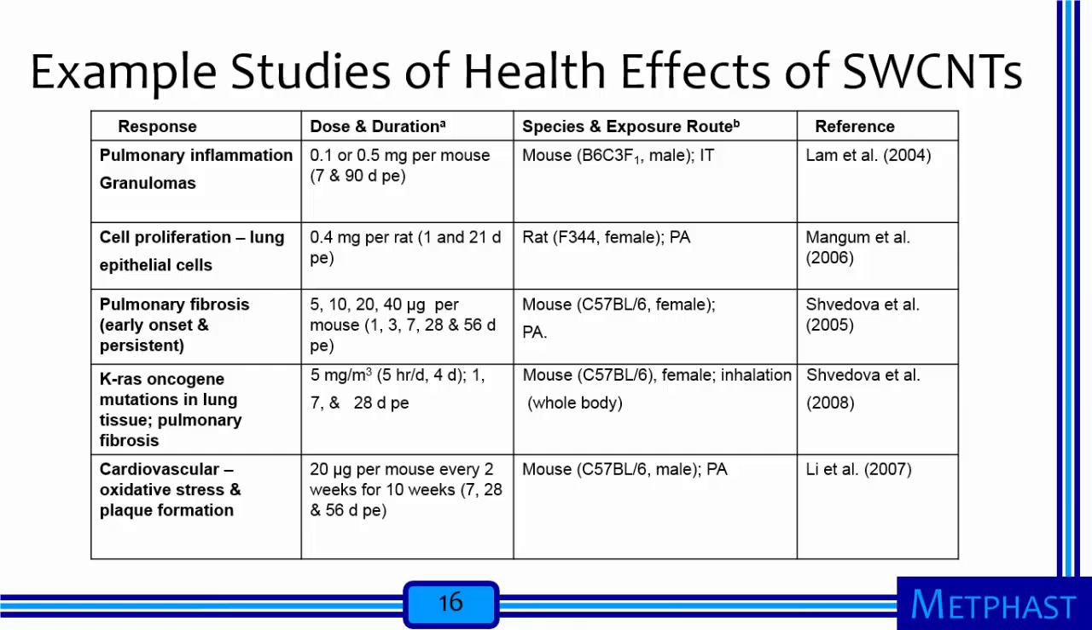Now let us consider the example of single-walled carbon nanotubes. In addition to causing effects similar to mesothelioma, carbon nanotubes have been also shown to cause other effects in animal studies, such as pulmonary granulomas, where granuloma formation is a normal foreign body response of the lung to high doses of particulate matter, pulmonary fibrosis, genetic mutation, carcinogenic potential, and cardiovascular effects. Again, these are all animal studies, and there is a lack of human epidemiological studies relating to the health effects of nanoparticles. The table in this slide shows details of rat and mouse studies and the dose and outcome of the experiments.